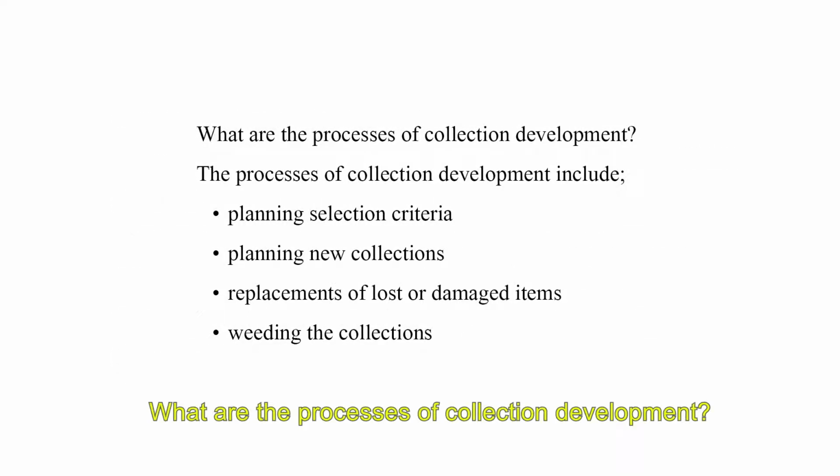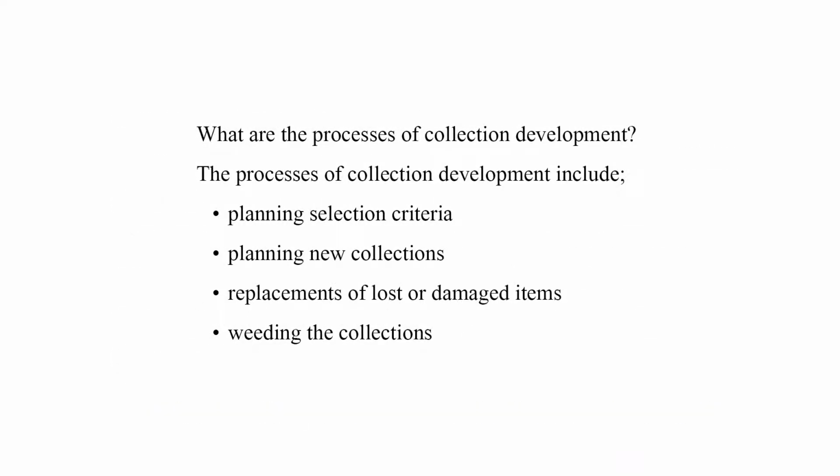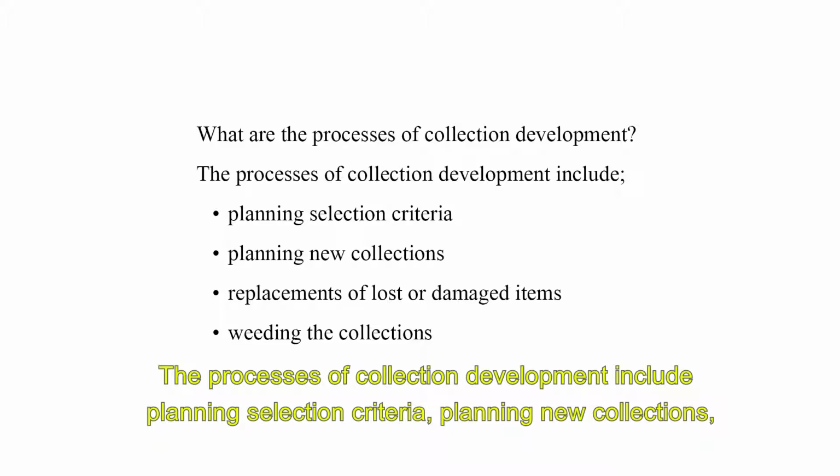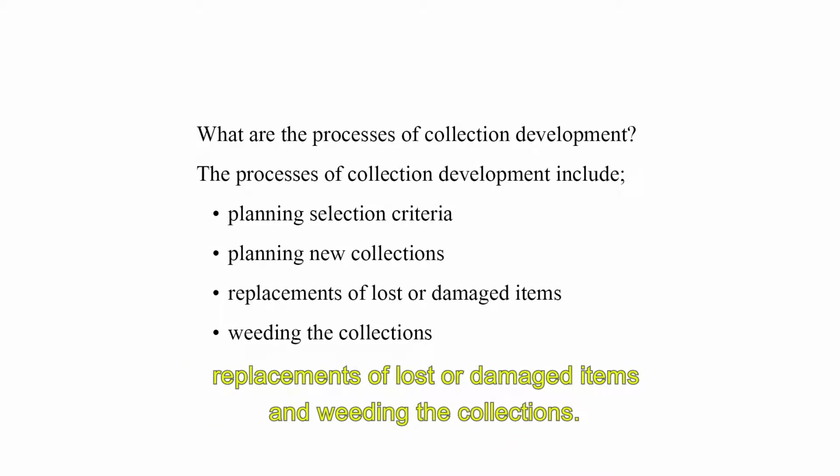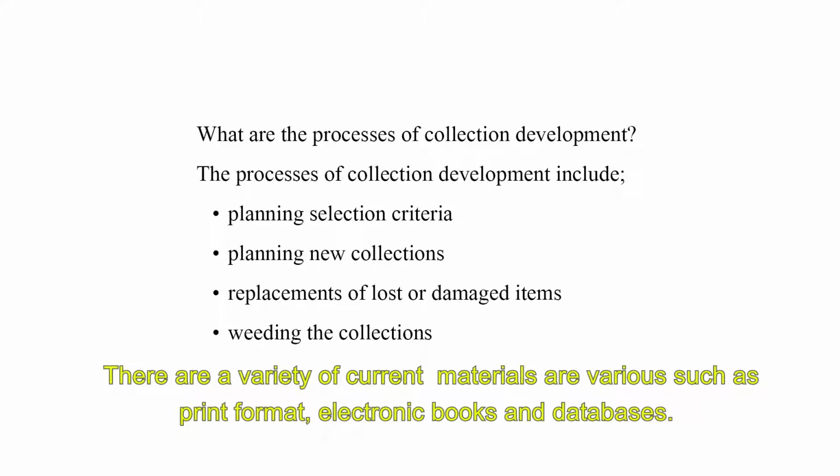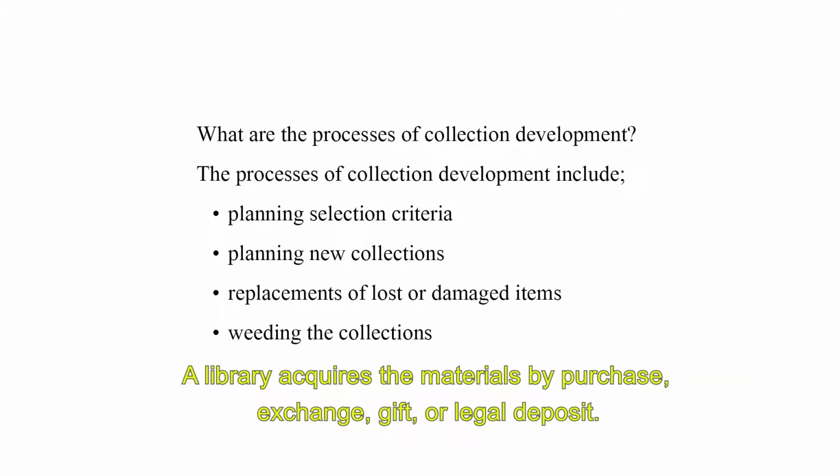What are the processes of collection development? The processes of collection development include planning selection criteria, planning new collections, replacement of lost and damaged items, and weeding the collections. There are a variety of current materials, such as printing format, electronic books, and databases. A library acquires materials by purchase, exchange, gift, or legal deposits.